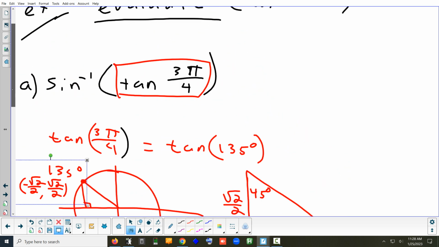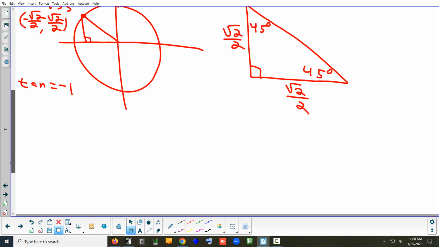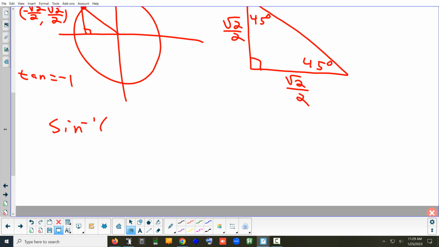If it wasn't a multiple of 45 or a multiple of 30, you couldn't have done it without a calculator. Okay, so now we've reduced the problem to this. We want to know the inverse sine of -1. So think about that. We're doing inverse sine. So what are we solving for? Because we're doing inverse, we're solving for an angle.